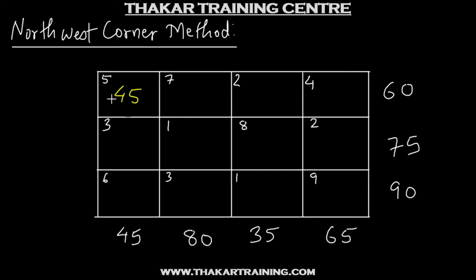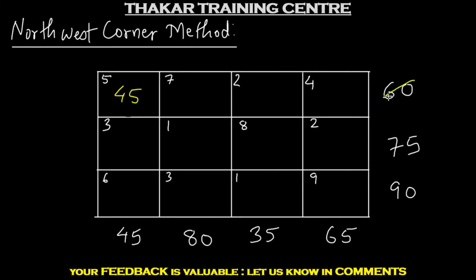So from the 60 now, 45 quantities have been allocated. So the remainder is 15. So we write that down. And this destination requirement has been met. So we strike this column off. So now these cells cannot have any allocation.